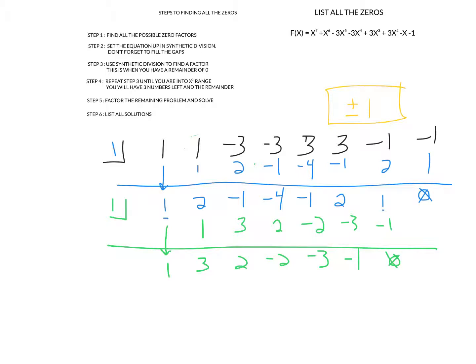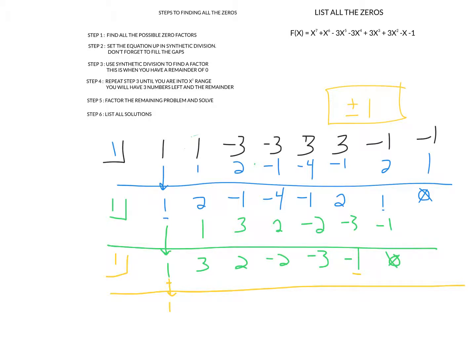Now again, we go to check our possible factors here, but again, we got a 1 and a 1. So our possible factors did not change again. So let's just keep going at this and see what happens. Okay, so I'm going to put positive 1 in again.